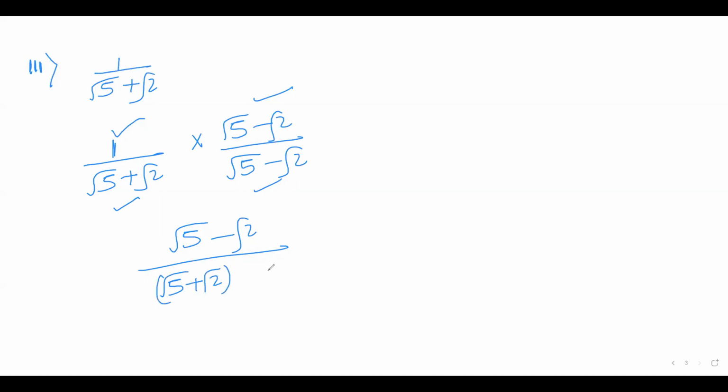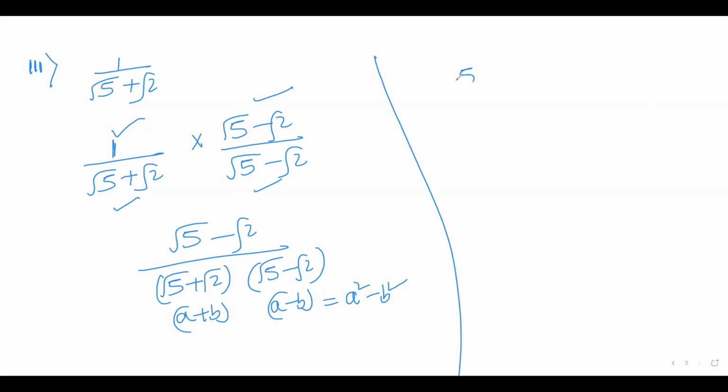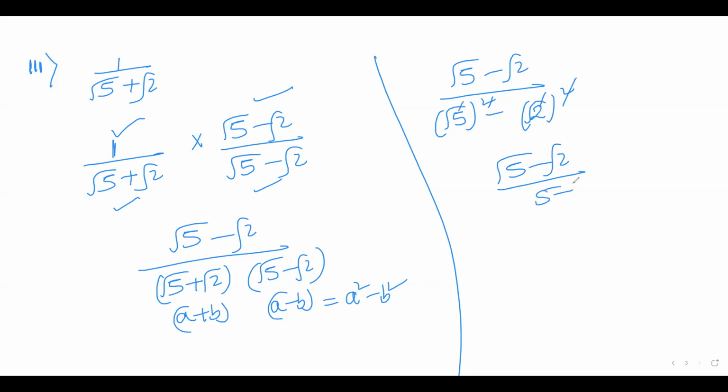Root 5 plus root 2 into root 5 minus root 2. Formula: (a plus b) into (a minus b) is equal to what? A square minus b square. Apply the formula. A square minus b square. Square and root will get cancelled. 5 minus 2 will remain. 5 minus 2 is 3. This is the answer.